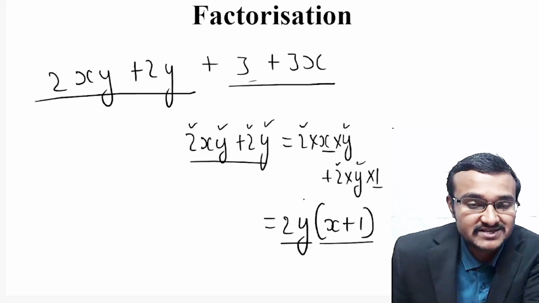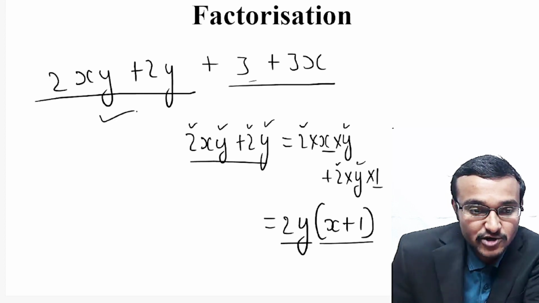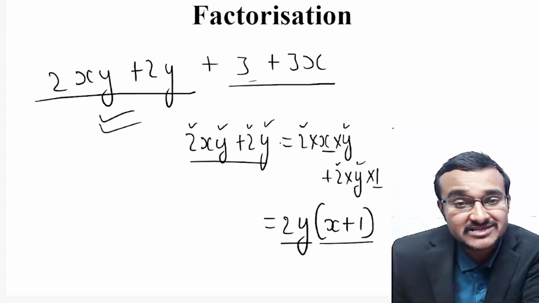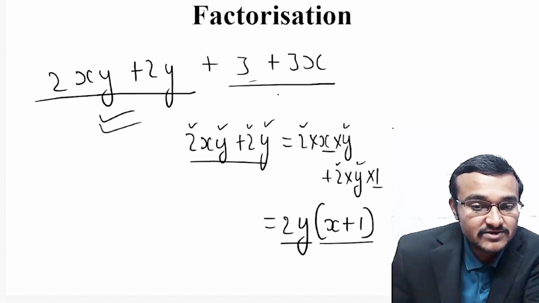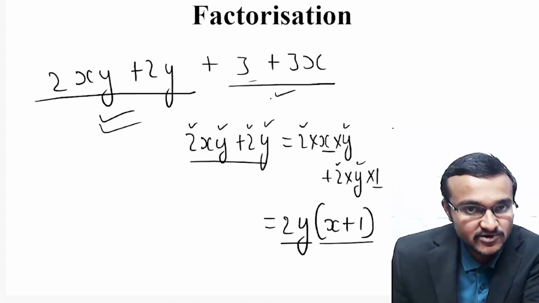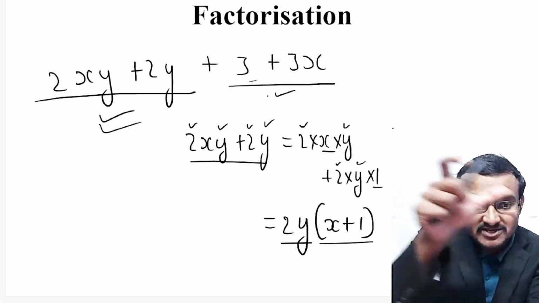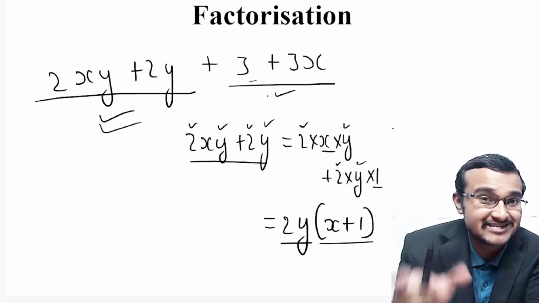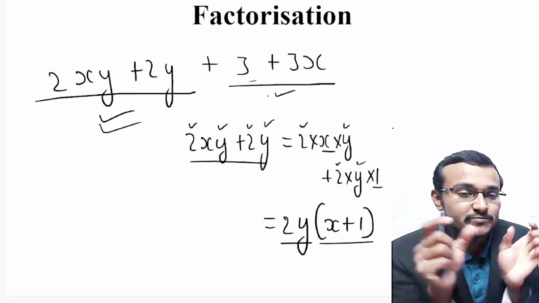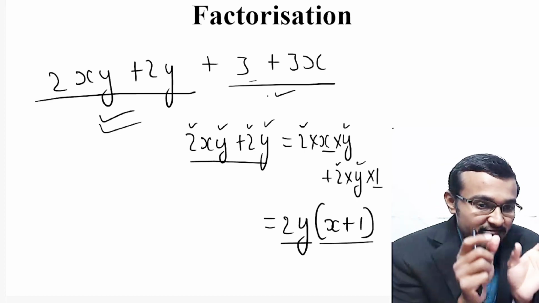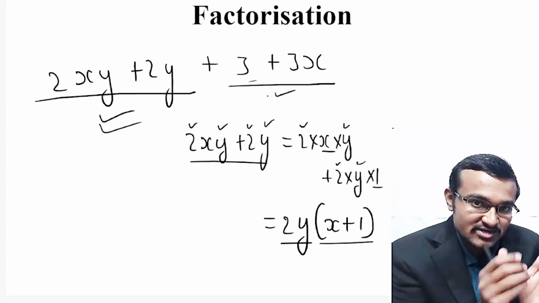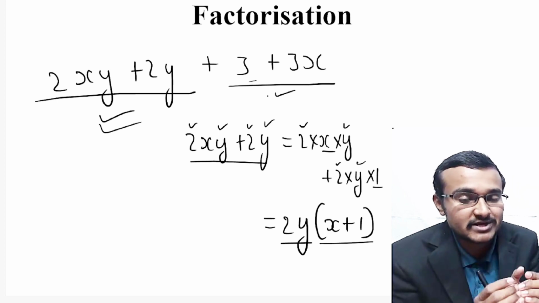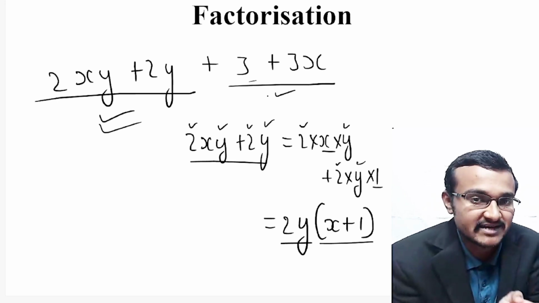So now using method of common factors, you have found out the factors of 2xy plus 2y. Now similarly, using the same method of common factors, you can find out the factors for 3 plus 3x. So this whole method is known as method of regrouping, because you are regrouping those terms which have common factors in them, and then you are calculating what are all the factors of that particular algebraic expression.